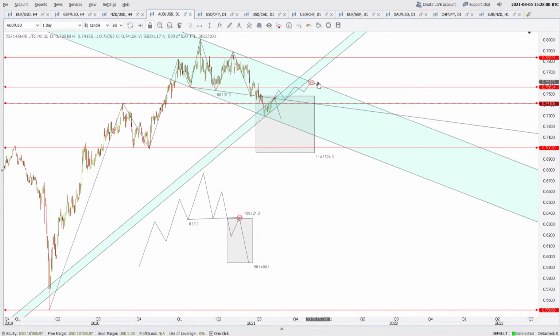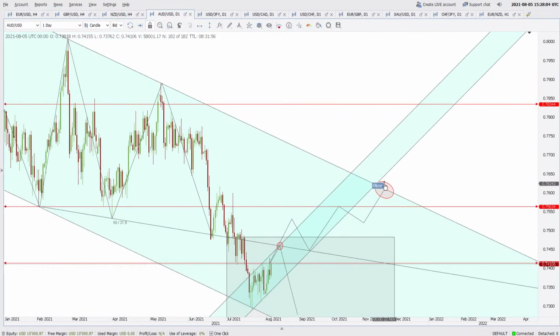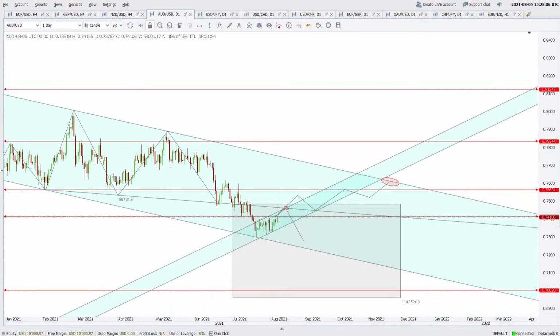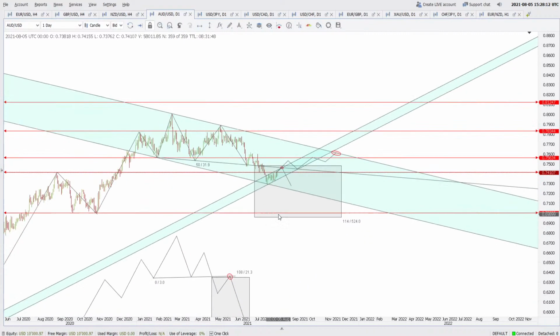Even if we fail here, we will have a small stop loss and a huge risk to reward ratio because we will be targeting the bottom of this falling channel. I hope you got the idea.